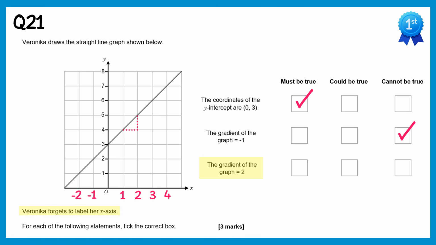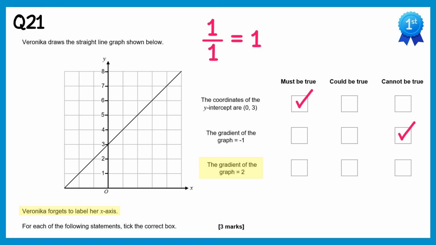The change in x for this triangle just goes from 1 to 2, so that's 1, and the change in y goes from 4 to 5, so that's also 1. Then we do 1 divided by 1, which gets you 1. So if we did this scale for the x-axis, we'd end up with a gradient of 1, not 2.